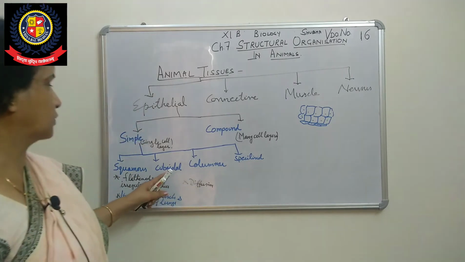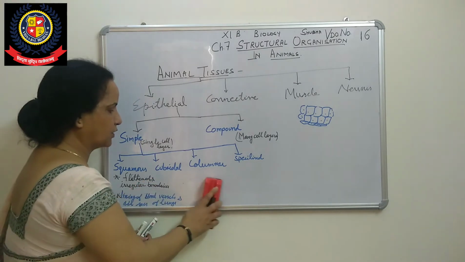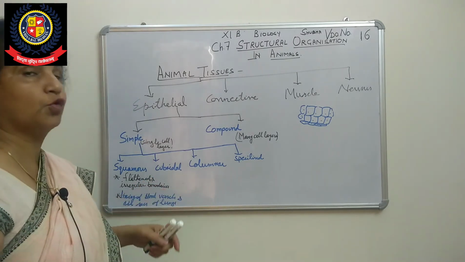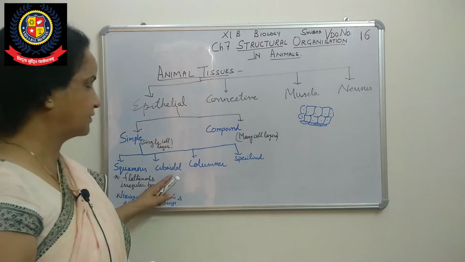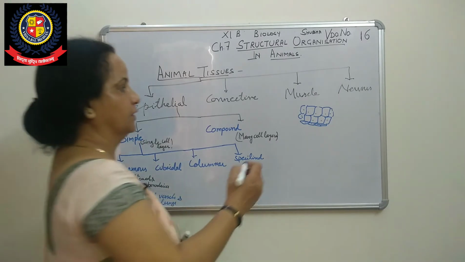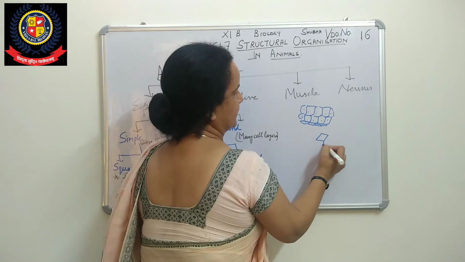Now we will talk about cuboidal tissue. As the name indicates, it has a cuboid shape, meaning the cells of this tissue are cuboid in shape. Now these are like this.